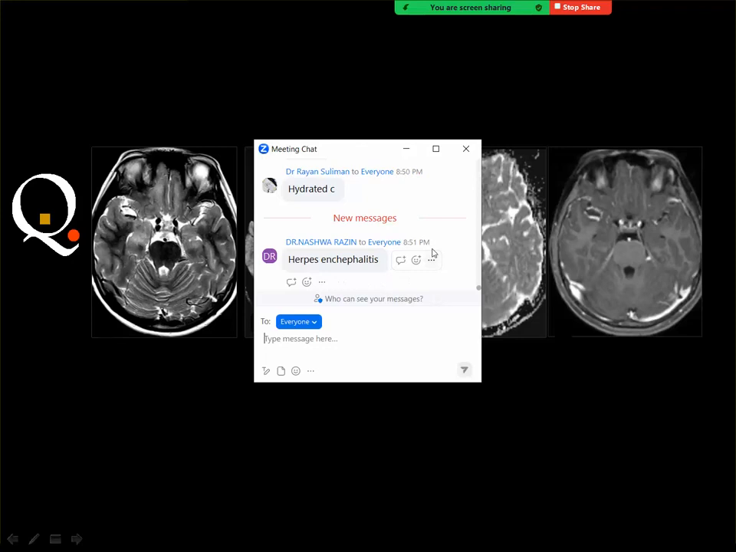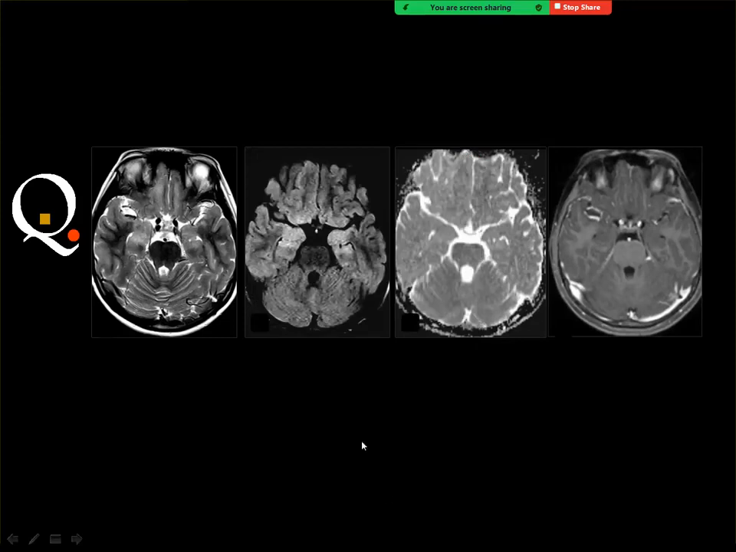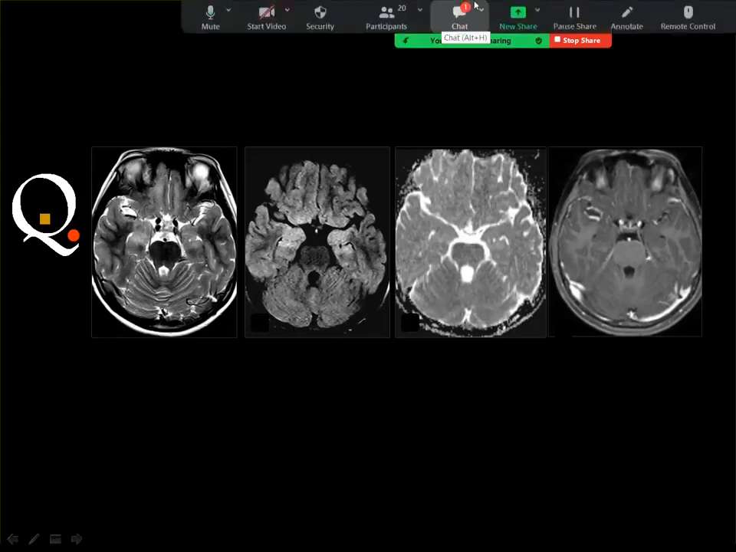It's not herpes. It's one form of encephalitis, but it's not herpes. In herpes encephalitis you get diffusion restriction, and here there is no diffusion restriction on the ADC, but you got abnormal signal in the hippocampus bilaterally, in the T2 and in the FLAIR images. And then if you inject contrast, it will not enhance.